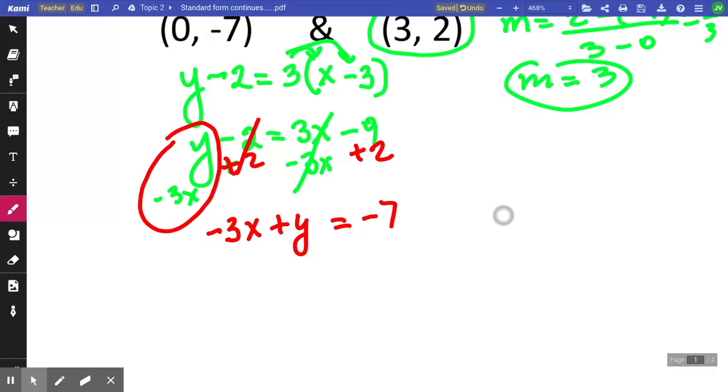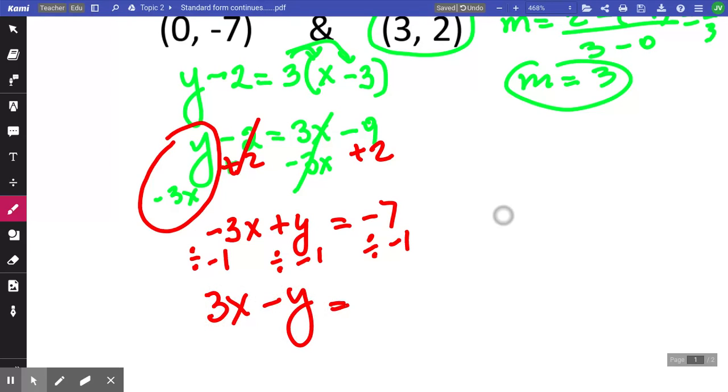But remember, the a has to be a positive integer. So to turn that negative 3 into a positive 3, I can either multiply it by negative 1 or divide it by negative 1. I kind of find it easier if I divide by negative 1. And I would have to do the same thing to every term here to keep the balance, all right? So that becomes a positive 3x, that becomes a negative y equals positive 7, and that's the final answer.